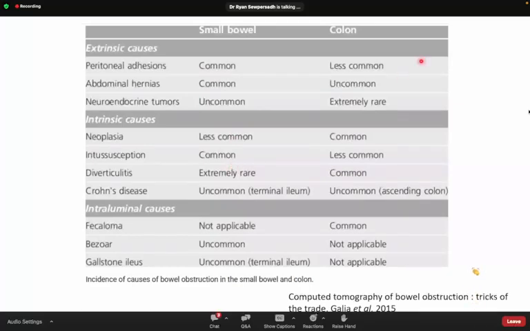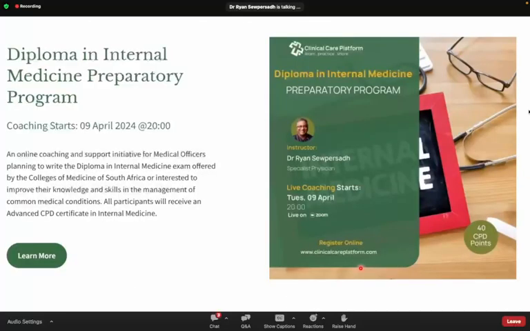When it comes to large bowel, adhesions are probably less common. But what is common is tumor, and more tumor. Neoplasia, large bowel, common. Diverticulitis, common. More common on the left than on the right. Okay. Fecaliths intraluminally.